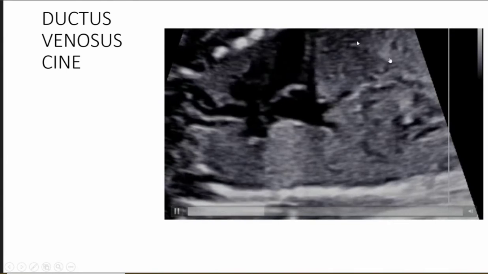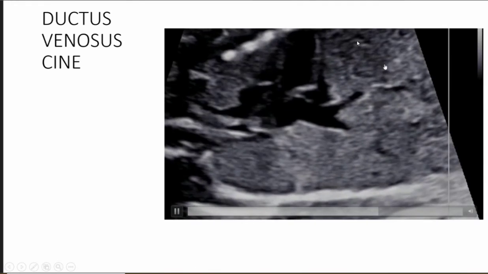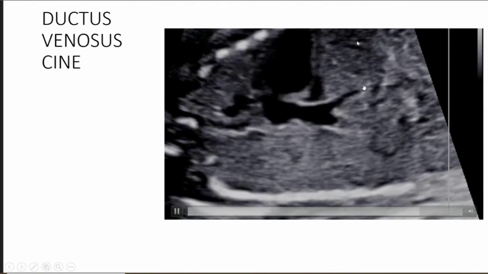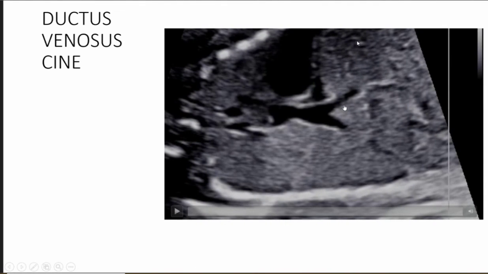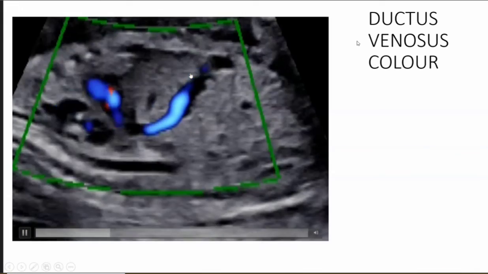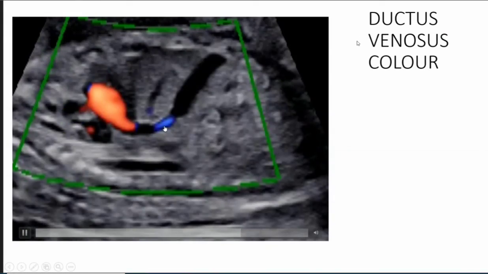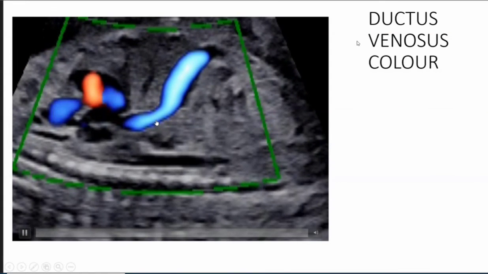This is the ductus venosus. You can get it in the mid-sagittal plane. That's the IVC. This is the umbilical vein. And here you have the ductus venosus. So this is the ductus venosus in 2D. In color, in sagittal view, this is the umbilical vein. That's the IVC. This is the hepatic vein. And this is the ductus venosus.